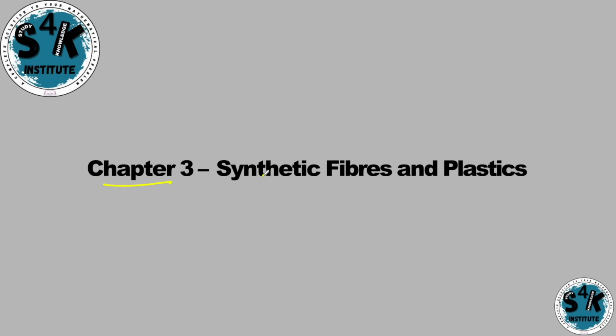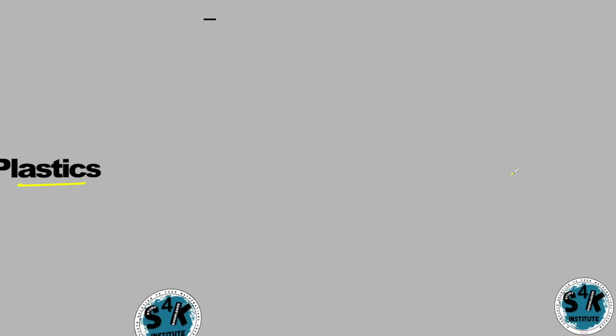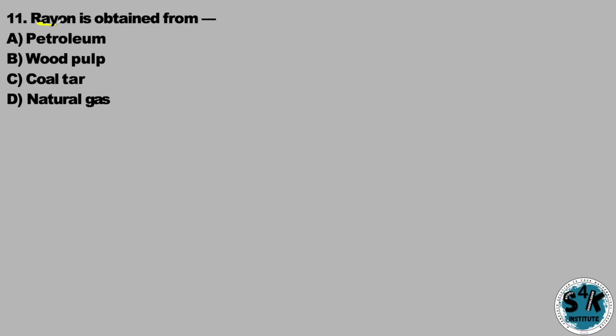Chapter 3, synthetic fibers and plastics. Rayon is obtained from, what do you think, from where is rayon obtained? It is wood pulp. It is basically a semi-synthetic fiber.